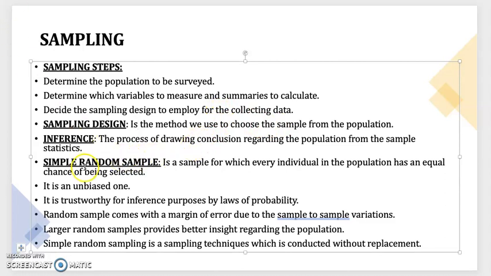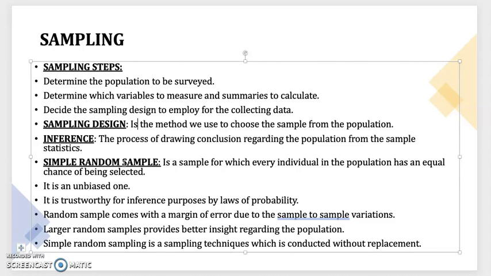Make sure it's a random sample. It's the sample for which every individual in the population has an equal chance of being selected. That's what we mean by a random sample. Sometimes you cannot get a specific time to do the survey from the population, because maybe at a certain time only certain people would show up.